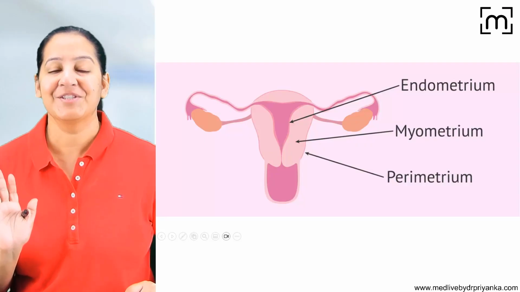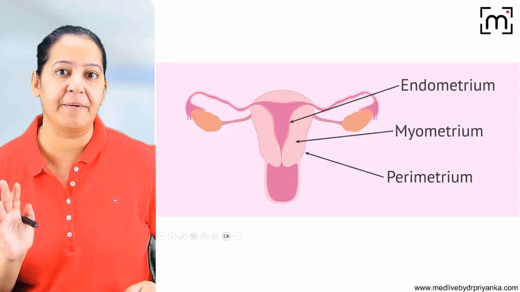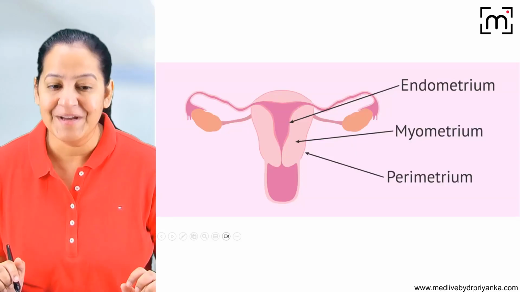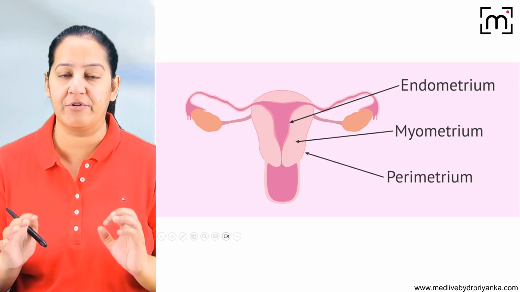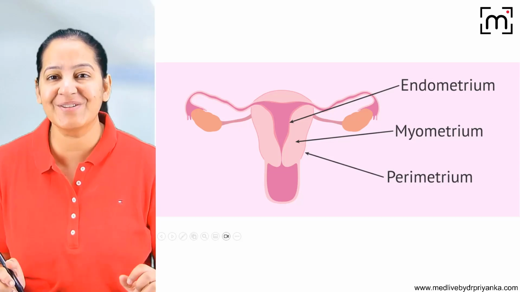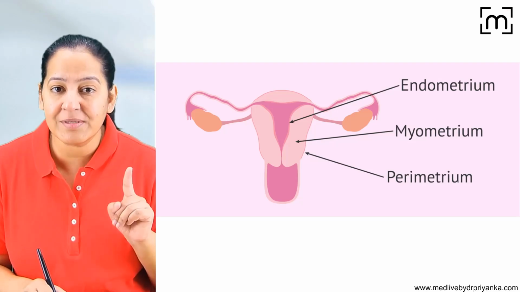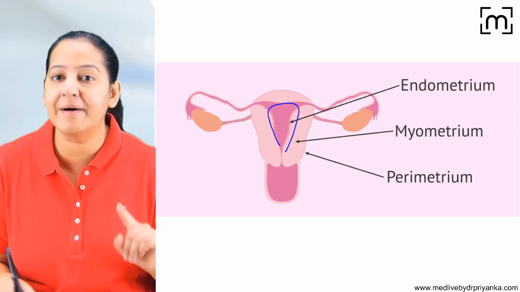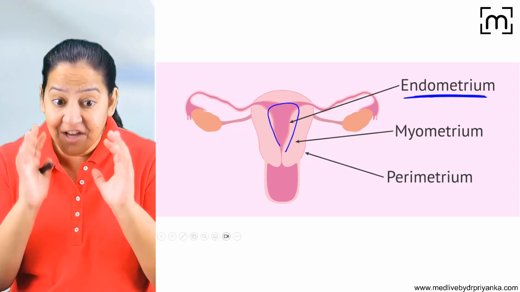So let's start. Before understanding what is endometrial hyperplasia, you must understand what is endometrium. In the female reproductive tract, the uterus is the organ. The uterus has three layers. Can you see the three layers of the uterus? The innermost layer of the uterus is the endometrium. This is the endometrial lining, the innermost layer.